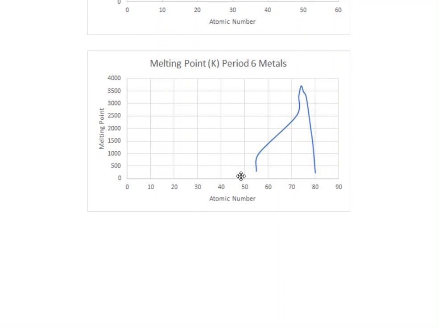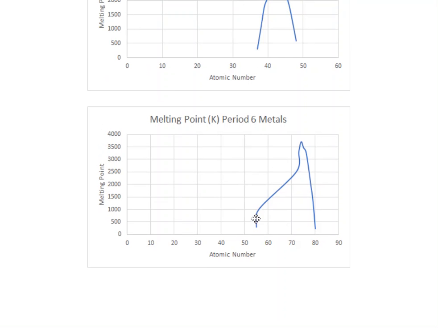And then in period 6, I skipped the lanthanide series, so I just included the main group elements, but we see a similar trend here where increasing, and then decreasing. So again, this is because the attraction in that nucleus must be changing as we go across and add more protons.